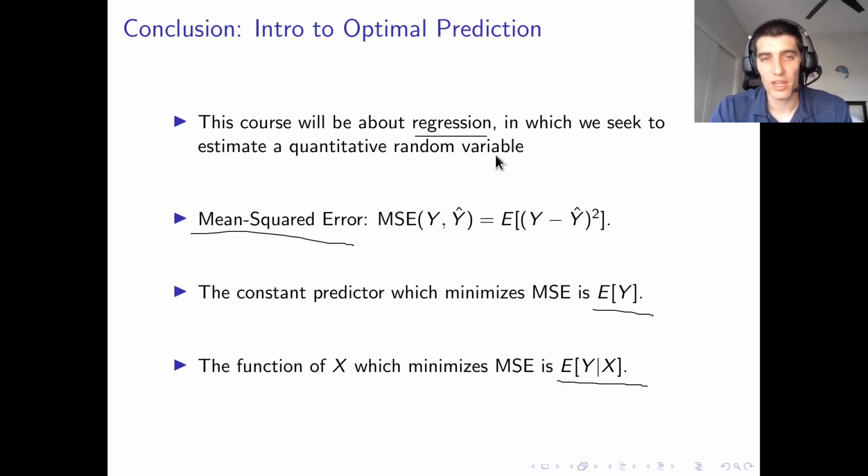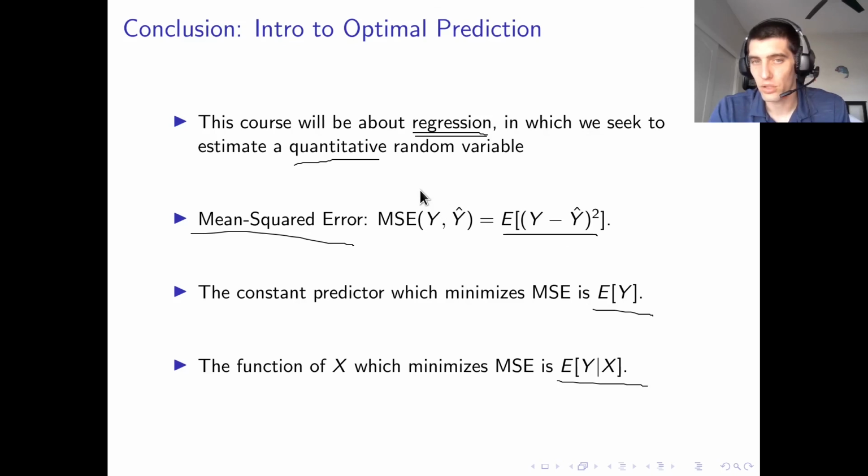One more thing here. Let's phrase this a little differently. We have mean squared error here, and we're doing regression. Let's say we were doing classification, where instead of predicting a quantitative random variable, we're predicting a categorical random variable. Does mean squared error make sense in that setting?